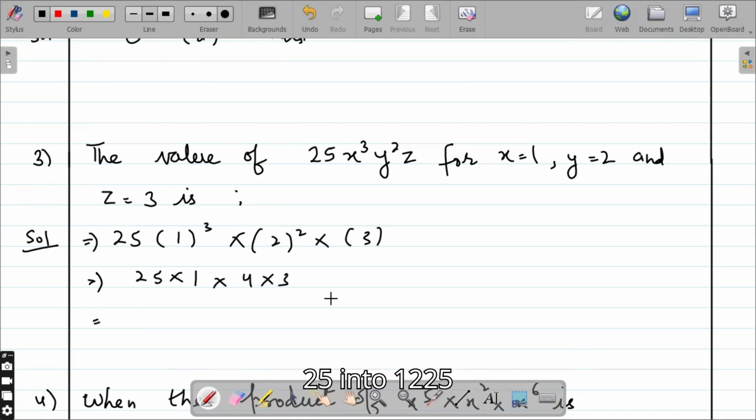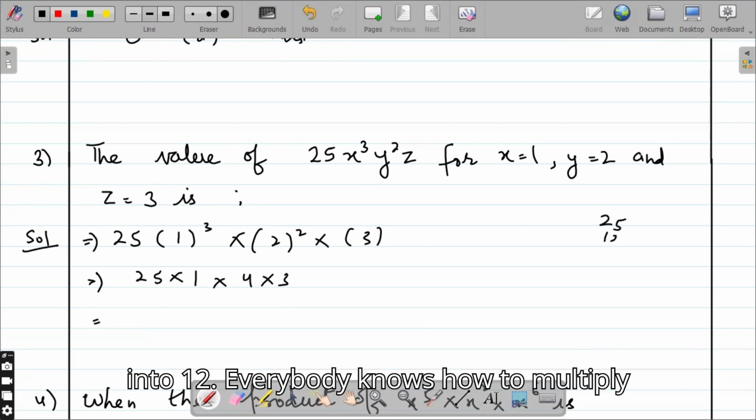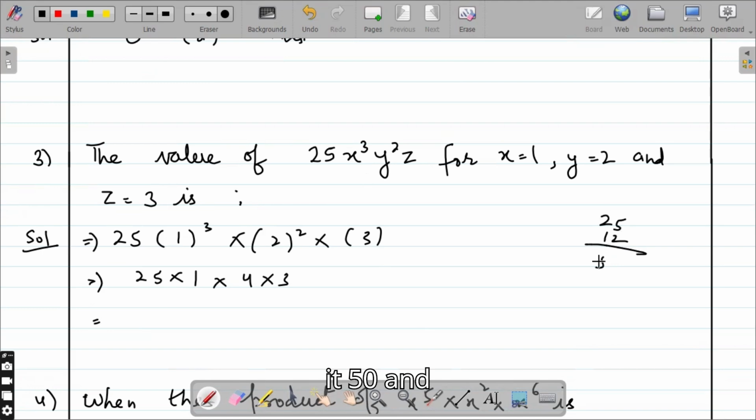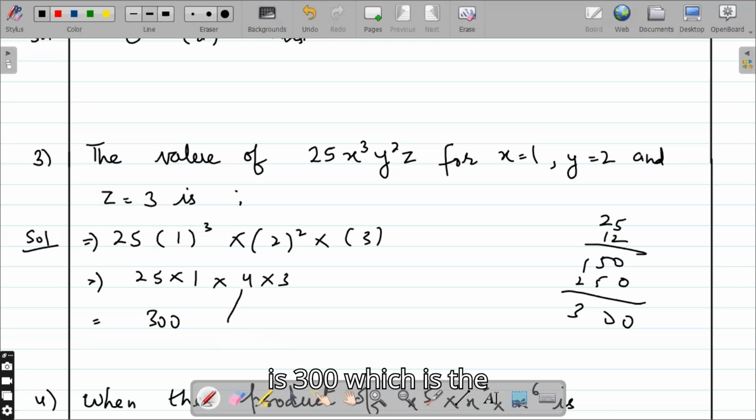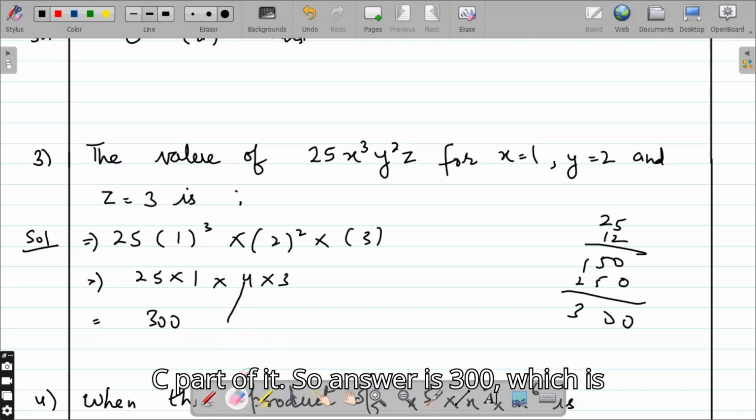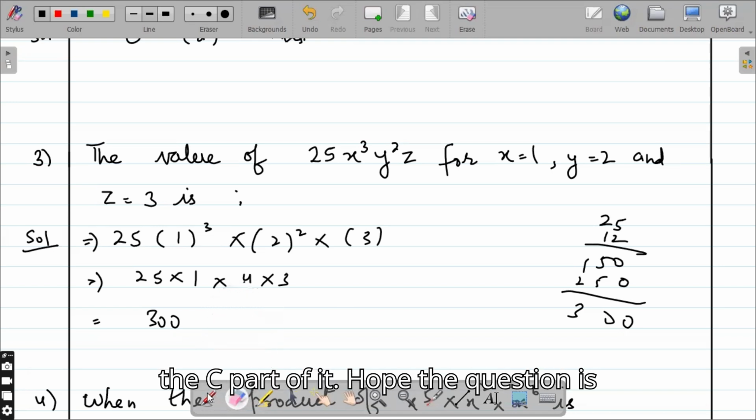So 25 into 12, everybody knows how to multiply it. 50 and 250, it will be equal to 300. So the answer is 300, which is the C part of it. Hope the question is clear.